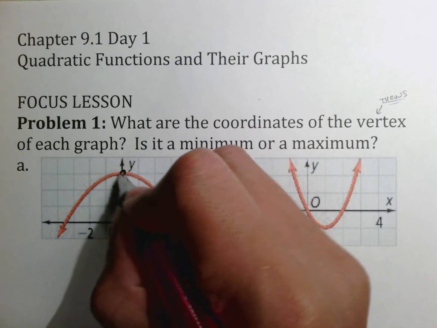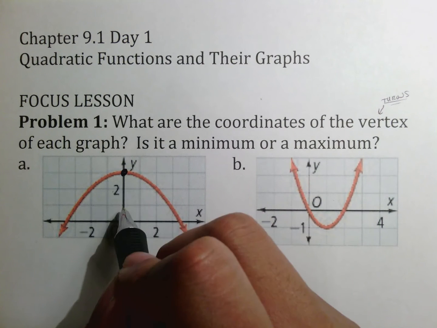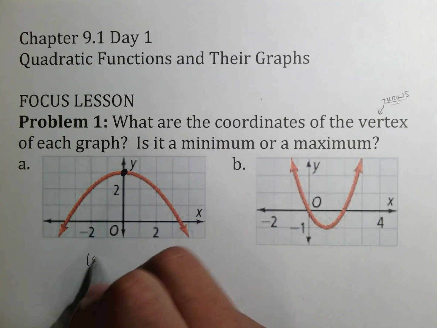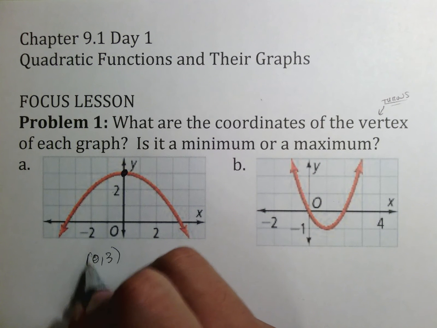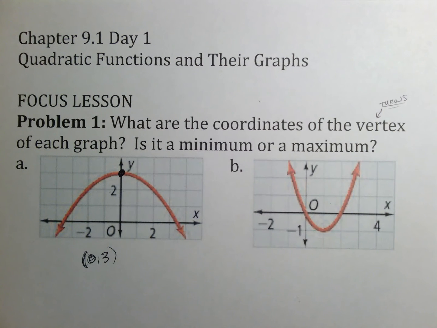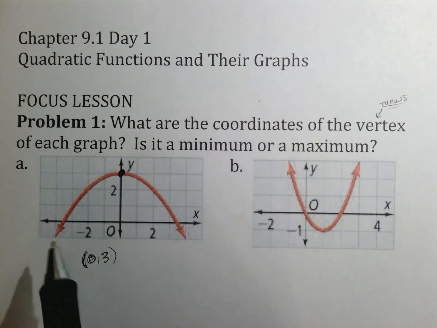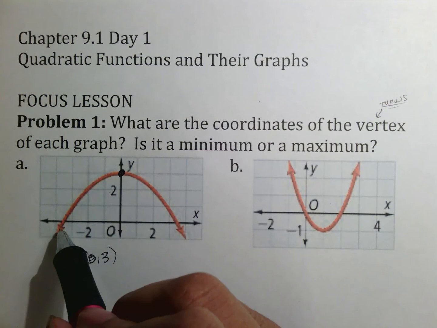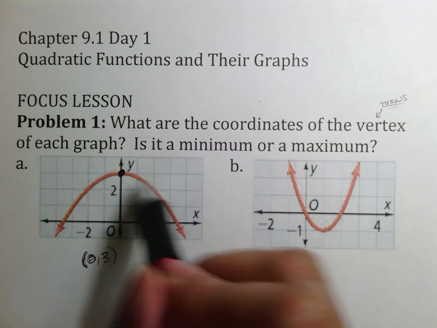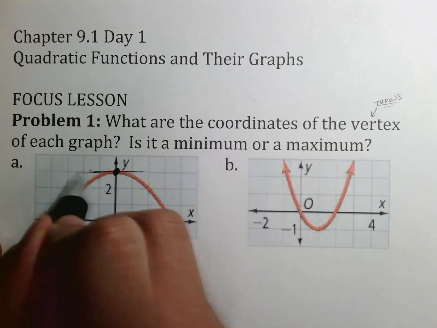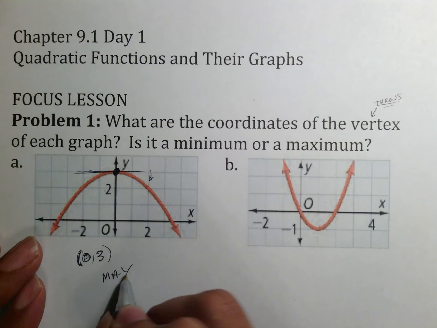In this case, your vertex is right here. If they wanted the vertex of this graph, you simply say x is 0, so 0 comma, and then you go up 1, 2, 3. So 0 comma 3 would be your vertex. Then they want to know if it's a minimum or a maximum. If I'm talking about y, the values are getting bigger, reaching 3, and then going back down. There is nothing higher than the number 3 in this whole thing.